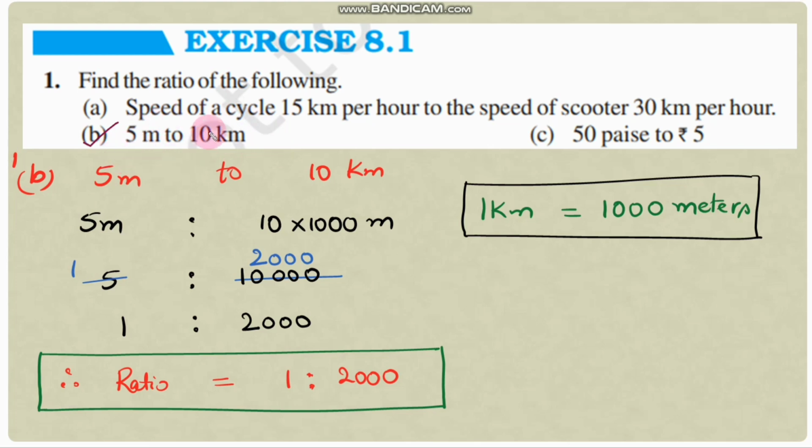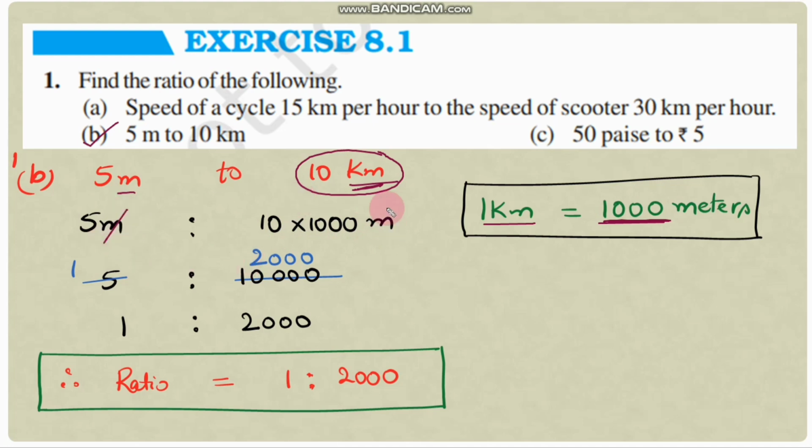Here the units of the quantities we are comparing are not the same. Here we have meters and here we have kilometers. So what should we do? Either convert meters into kilometers, or convert kilometers into meters. Let us convert kilometers into meters, as it will be easy. So 1 kilometer is equal to how many meters? 1 kilometer is equal to 1000 meters. So we write 5 meters as it is, is to 10 kilometers, which we convert into meters. 10 into 1000 meters.